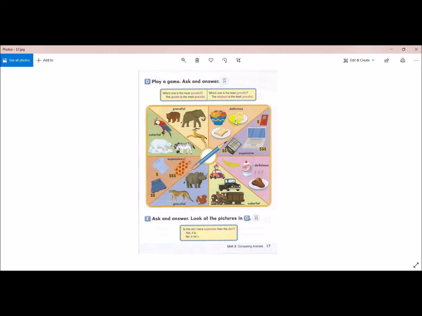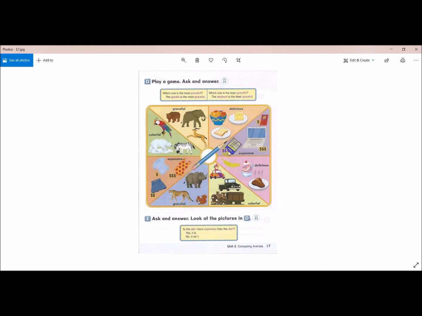Okay, the cheese is the most delicious, right? Or wrong? I just guess. So we can say the cheese is the most delicious. Okay, and then the same question, but we change. Which one is the least delicious? I think the bread. The bread is the least delicious.